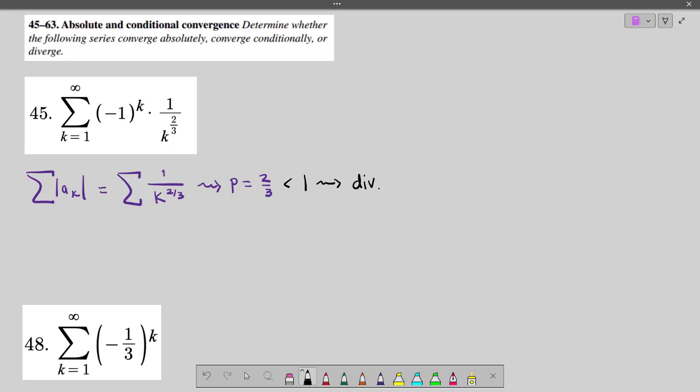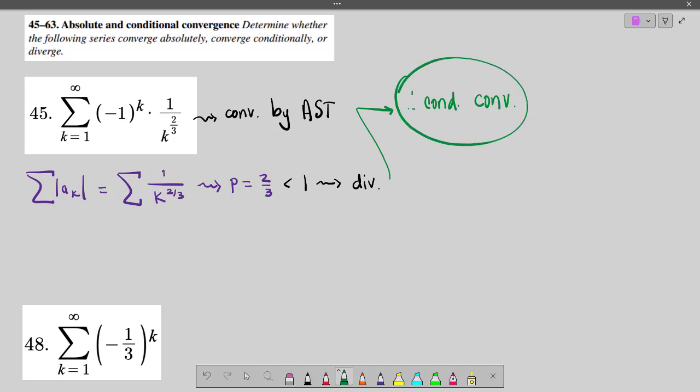Okay, so that diverges. So therefore, I'm just going to say up here that this converges by AST. We won't write out the 2 steps. So we know that it converges by alternating series test. So how does this change that convergence? What do we say then? What type of convergence is that? Conditional. So therefore, conditional convergence. So if we end up with divergence for the absolute values, then the general series must converge conditionally.